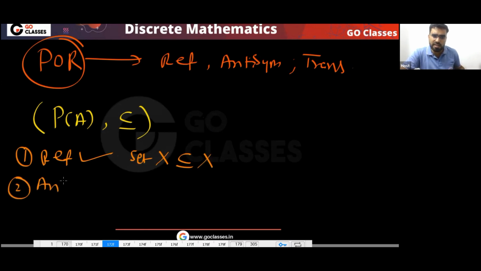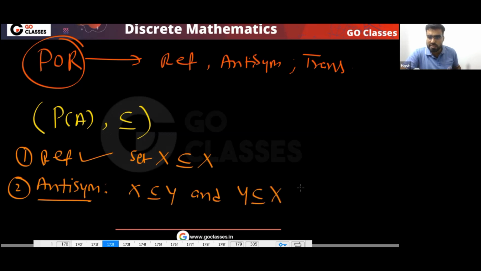Second, you can notice this is antisymmetric, right? Why is this antisymmetric? Because if X is a subset of Y and Y is a subset of X, then I can say X is equal to Y.